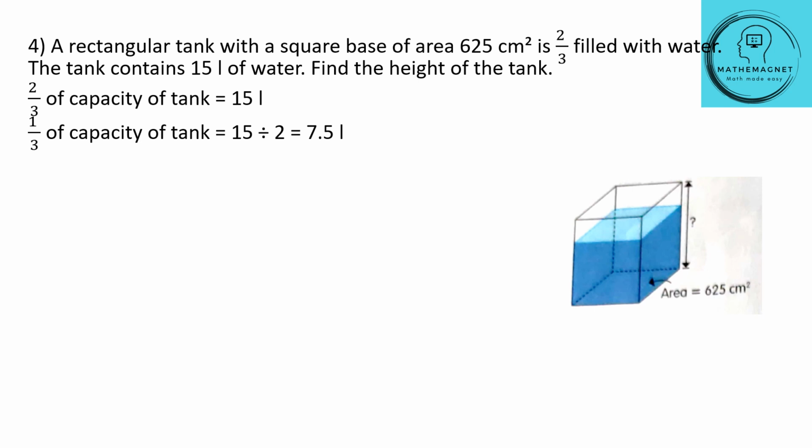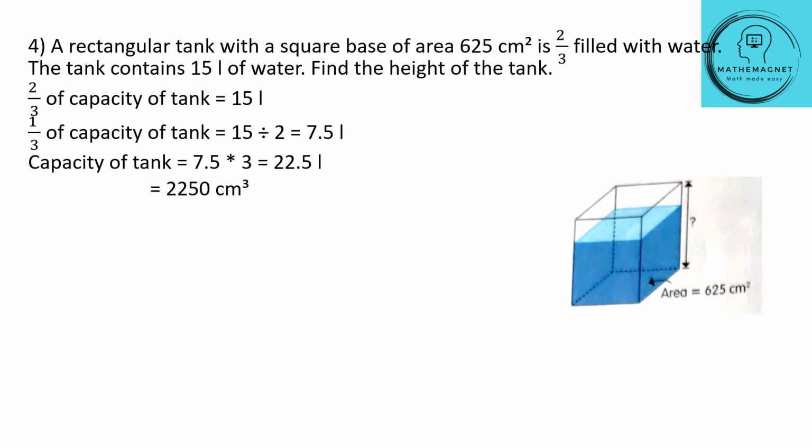So 1/3 capacity of the tank will be 15 divided by 2, which is equal to 7.5. So the full capacity of the tank will be 7.5 into 3 units, correct? The whole tank is 3 units, 2 units is 15 liters. The 3 units will be 7.5 into 3, which is 22.5 liters. So the full capacity or the volume of the tank is 22.5 liters.